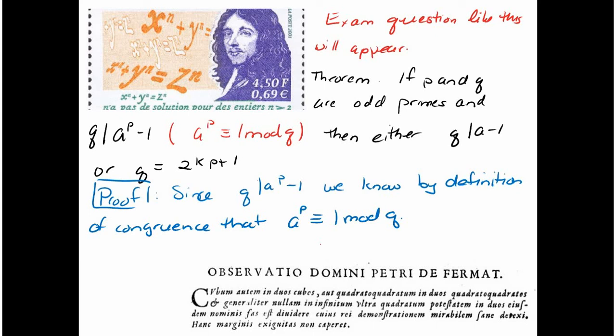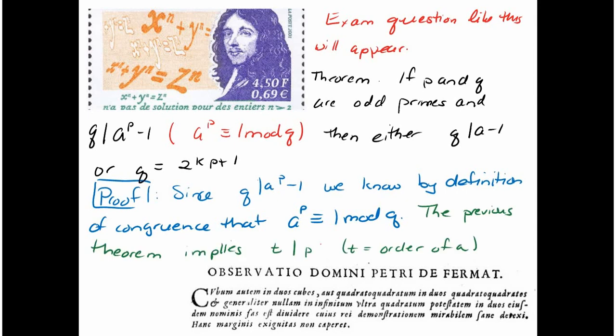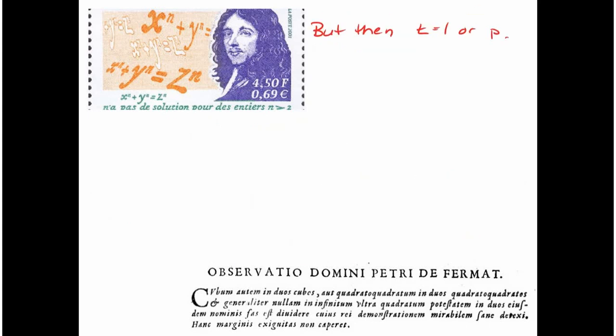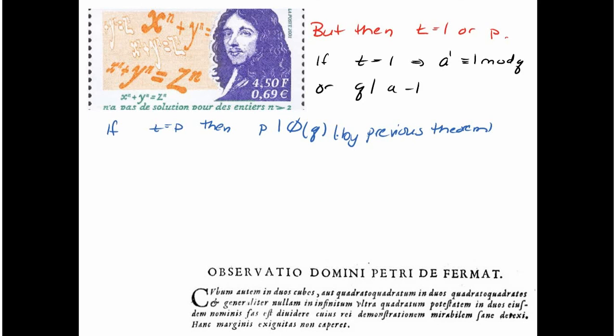Since q divides a to the p minus 1, we know by definition of congruence that that's the same thing as a to the p being congruent to 1 mod q. Then the previous theorem, the one that I presented for you last Wednesday, implies that t has to divide p, where t is the order of a. But then t is 1 or p because p is prime. If t is 1, then a is congruent to 1 mod q, or q has to divide a minus 1. Recall that in the theorem, this is one of the possibilities. The other possibility is t is p.